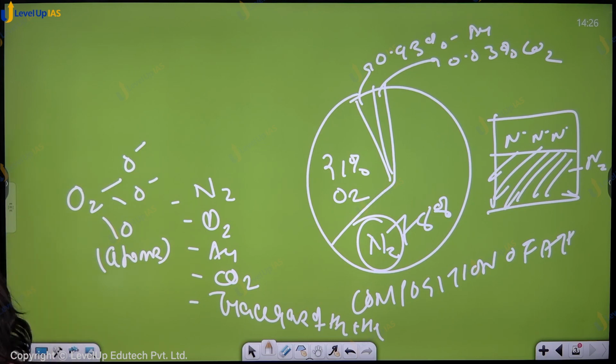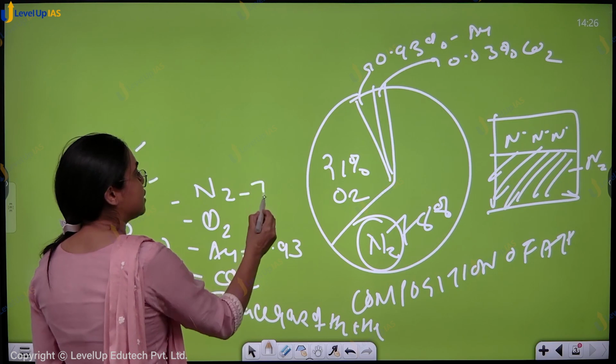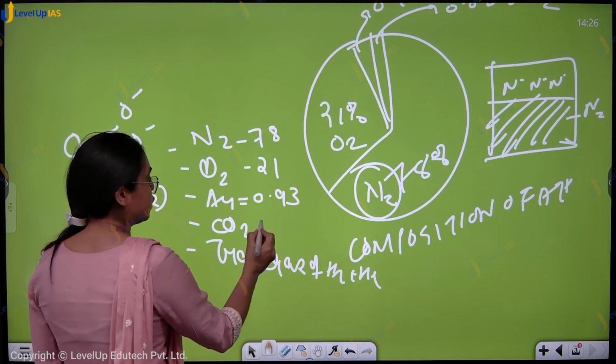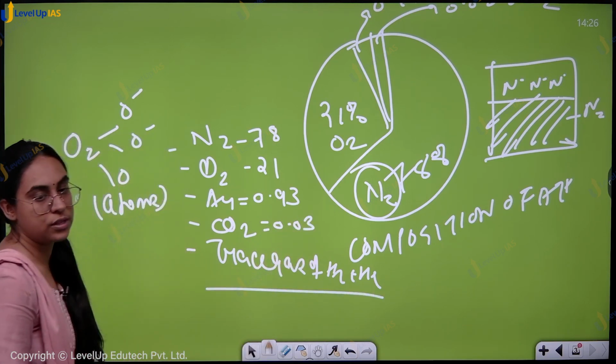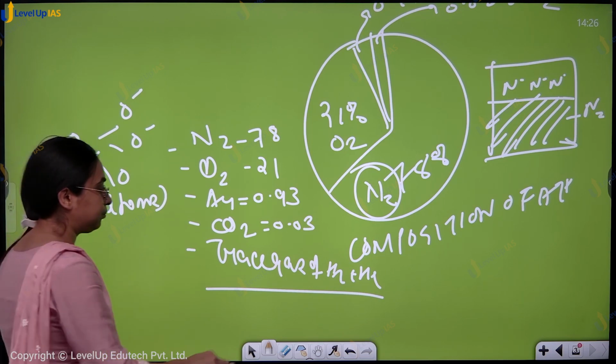What is written after CO2? 0.93% is argon. 78% is nitrogen. 21% is oxygen. Carbon dioxide is 0.03%. There are trace gases of hydrogen and helium.